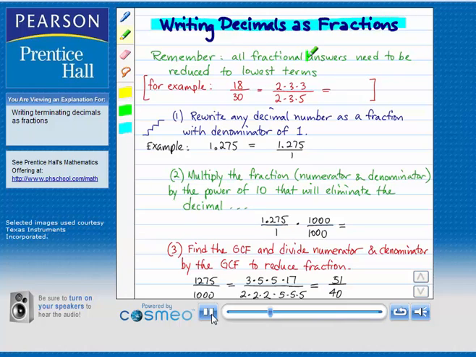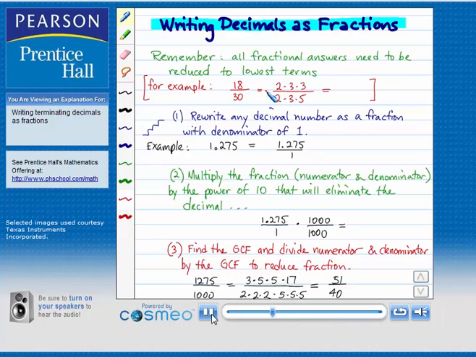Now remember, all fractional answers need to be reduced to lowest terms. For example, if you had the fractional answer 18 over 30, you need to find the prime factors of 18 and 30 so that you can find the greatest common factor and reduce it.